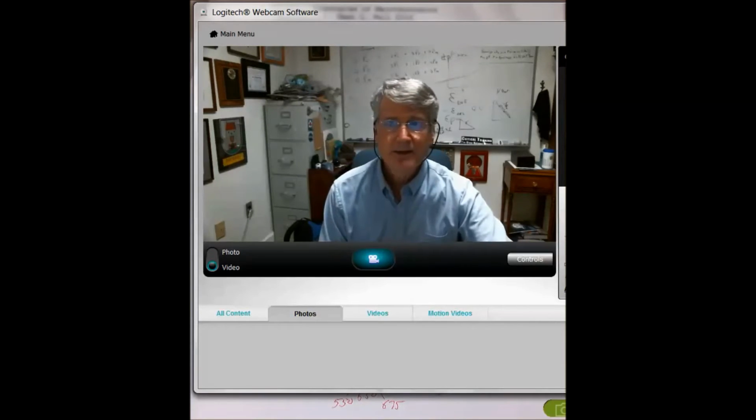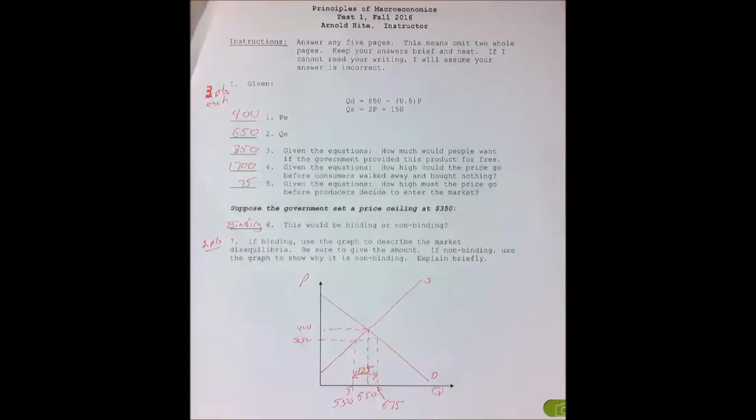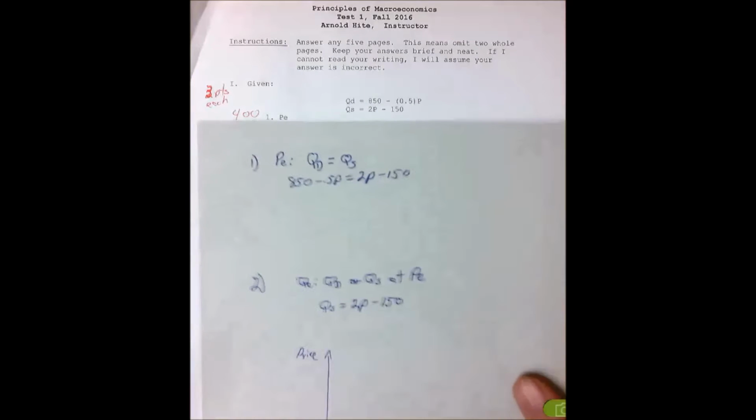So, let's get started. This is your first page, and on the first page you were given a simple supply and demand equation, and then you were asked to solve. You can see the answers there, which you're welcome to copy down. There were 3 points each, but I thought I might go ahead and work them.